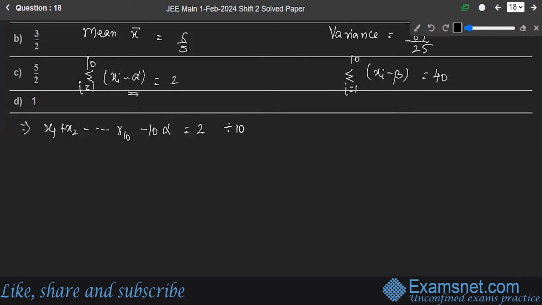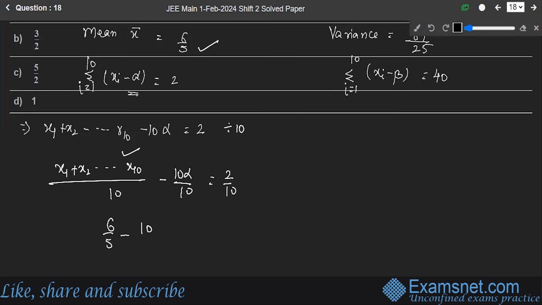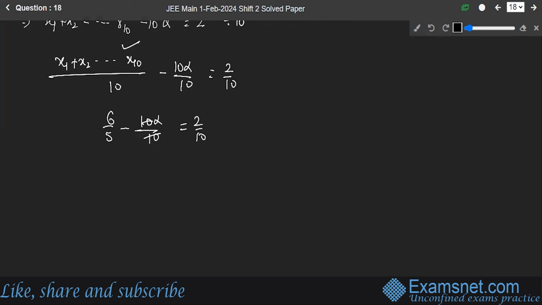by 10, what you will get is (x1 plus x2 till x10) divided by 10 minus 10 alpha upon 10 is equal to 2 upon 10. This is nothing but your mean, and mean is 6 by 5. Minus 10 alpha upon 10, this will cancel, is equal to this. Or you have minus alpha is equal to 2 by 10 minus 6 by 5. You will have the value of alpha: minus alpha is equal to, taking the LCM 10, 2 minus 12, so this will be minus 10 by 10, alpha will be equal to 1.